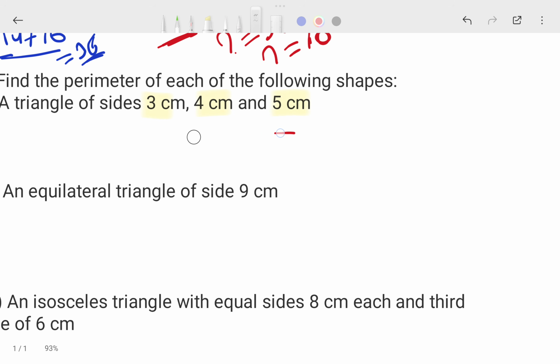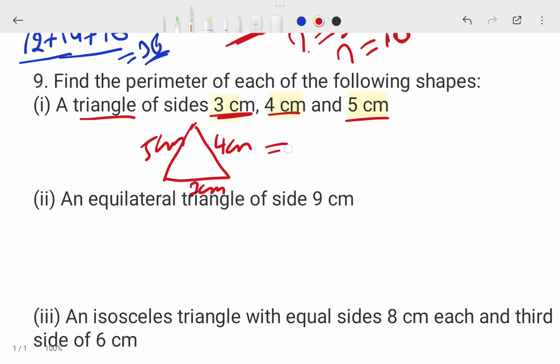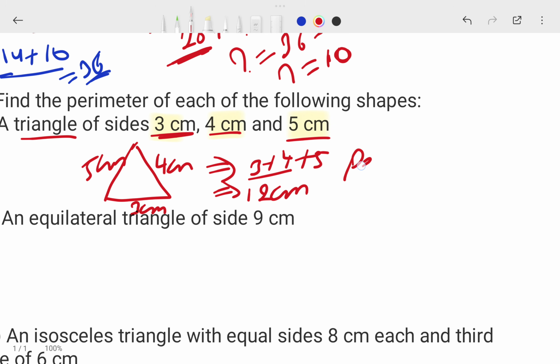So I tell you the question again. This question is telling us to find the perimeter of the following shapes. It is given a triangle. Let's suppose this is the given triangle. In this triangle, this is given 3 centimeter, this is given 4 centimeter, and this is given 5 centimeter. Now it is telling you to find the perimeter. So how will you find the perimeter? Perimeter means the sum of all the boundaries. So this is 3 plus 4 plus 5. Now if you add all this, it's going to be 12 centimeter. So the perimeter is 12 centimeter. Okay, right? Is it clear?